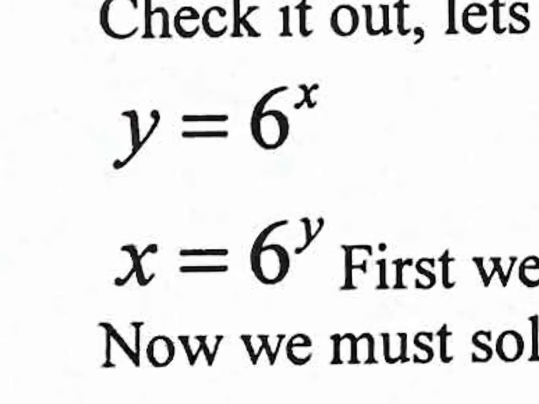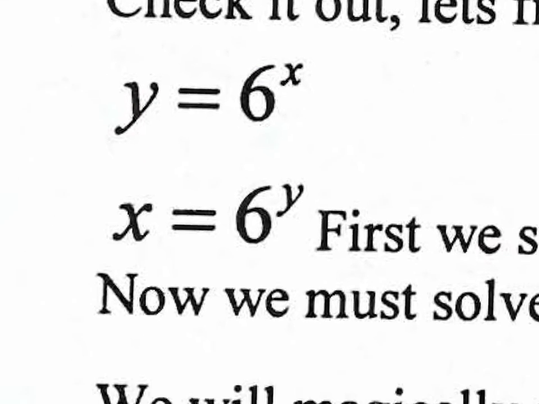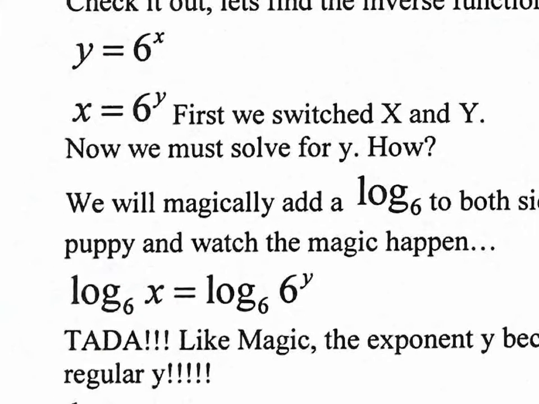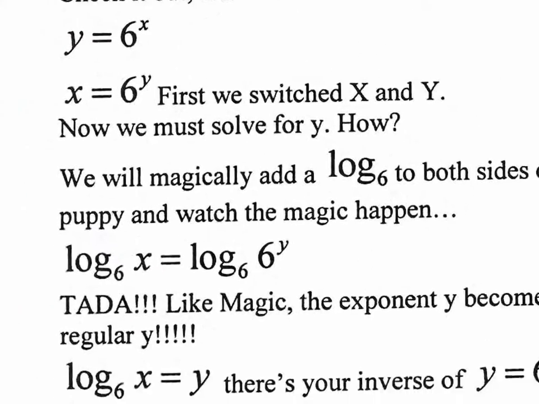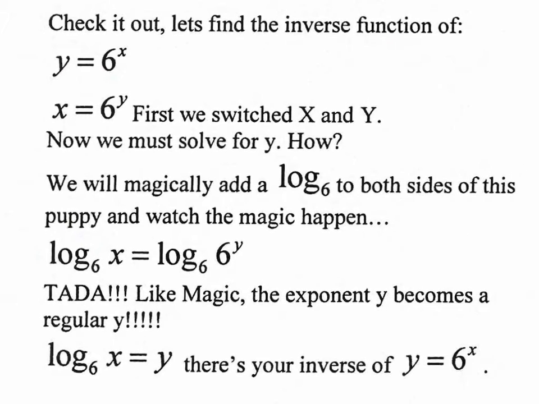So right here on this exponential growth function, we could find the inverse, which will be a logarithm. We find the inverse by switching the x and the y, and then solving for y. But the problem is y is an exponent right there, and we don't want an exponent. We want that y to be a regular y. So what we do is add a log base 6 to both sides of this equation and watch the magic happen.